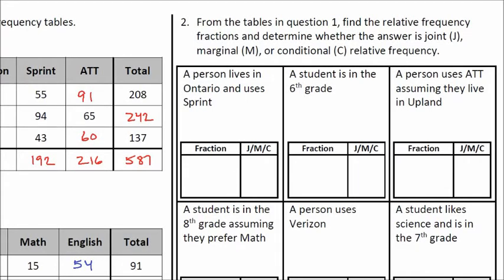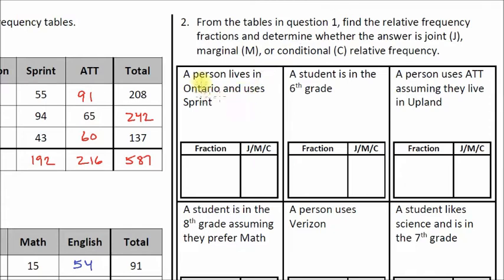This is the stats probability unit review page. This is question number 2. From the tables in question 1, find the relative frequency fractions. So all we're being asked for is to give fractions and determine whether the answer is a joint, marginal, or conditional relative frequency. Let's take a look at these.